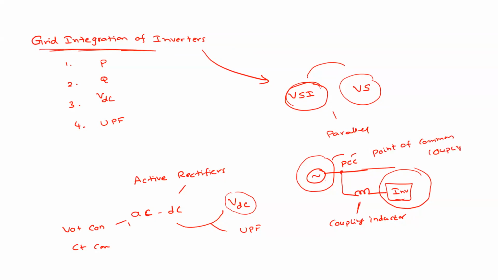Not only an inverter: if an inverter is connected to a battery energy storage system, or to some solar, or if it is a D-STATCOM or a STATCOM or anything, if something is connected to some point, that particular point is known as the point of common coupling. But it is done by using an inductor, and that inductor is known as the coupling inductor.